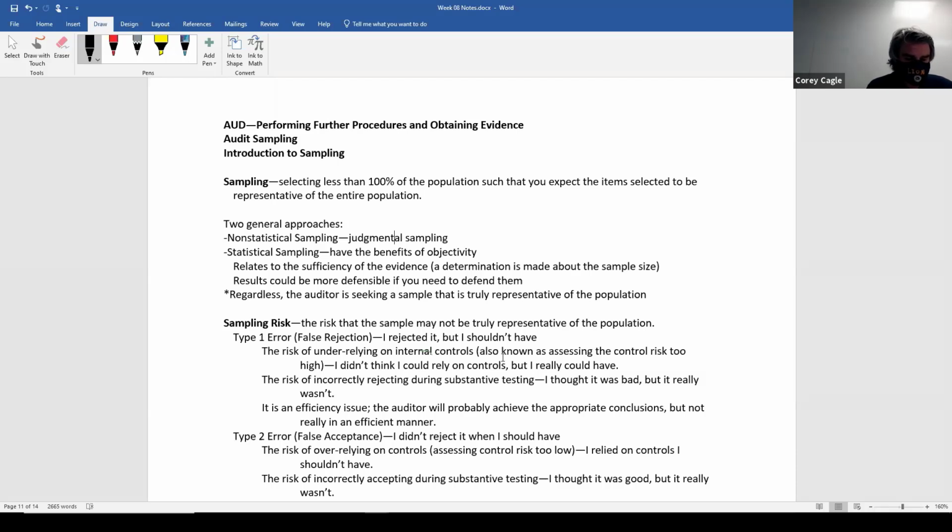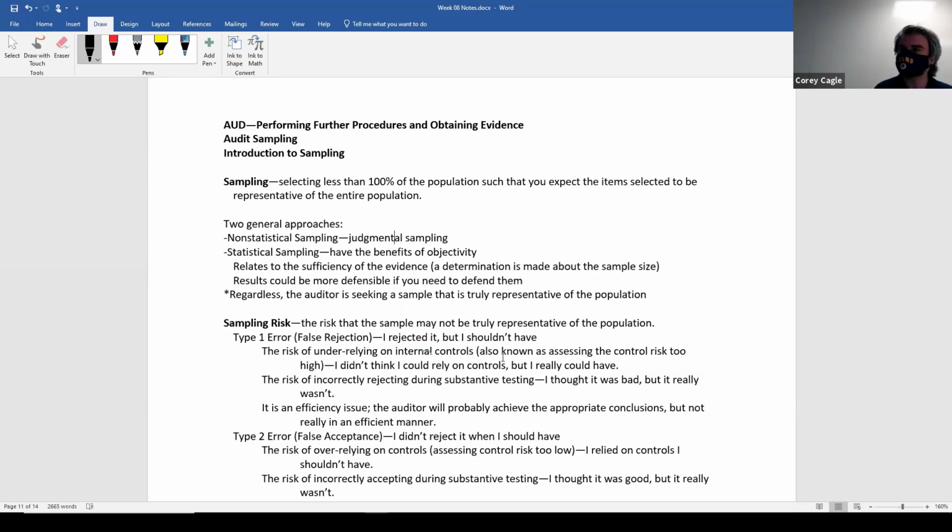There's two general approaches to sampling, to choosing your sample size and choosing things that are sampled, and they're both generally accepted. Non-statistical sampling is just not determining your samples mathematically. You're just purely using judgment to figure all this out. And then statistical sampling has benefits of you're setting up all this mathematical calculation based on sampling risk that you're willing to accept. It's a very quantitative approach. This still requires judgment and figuring out the parameters that go into the math.